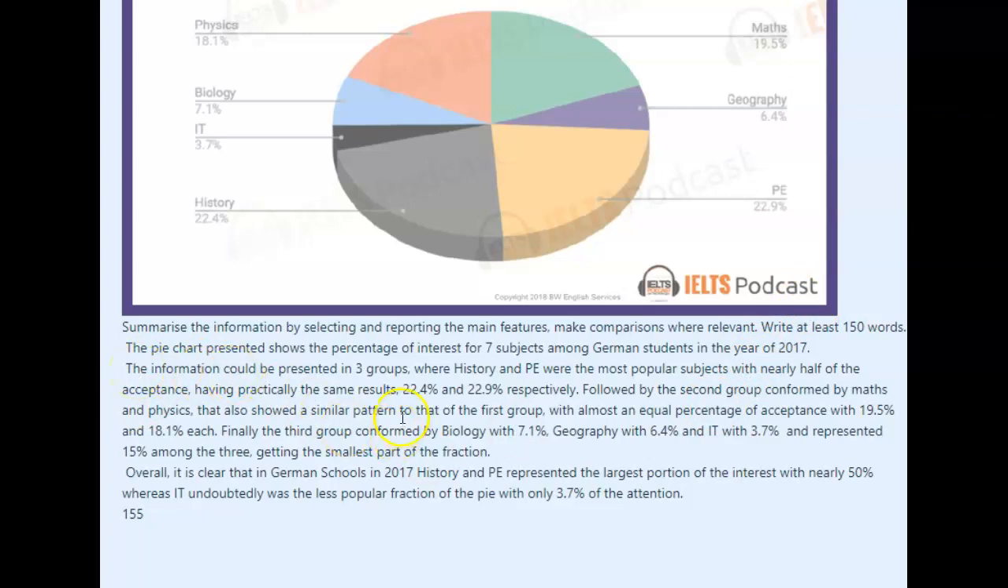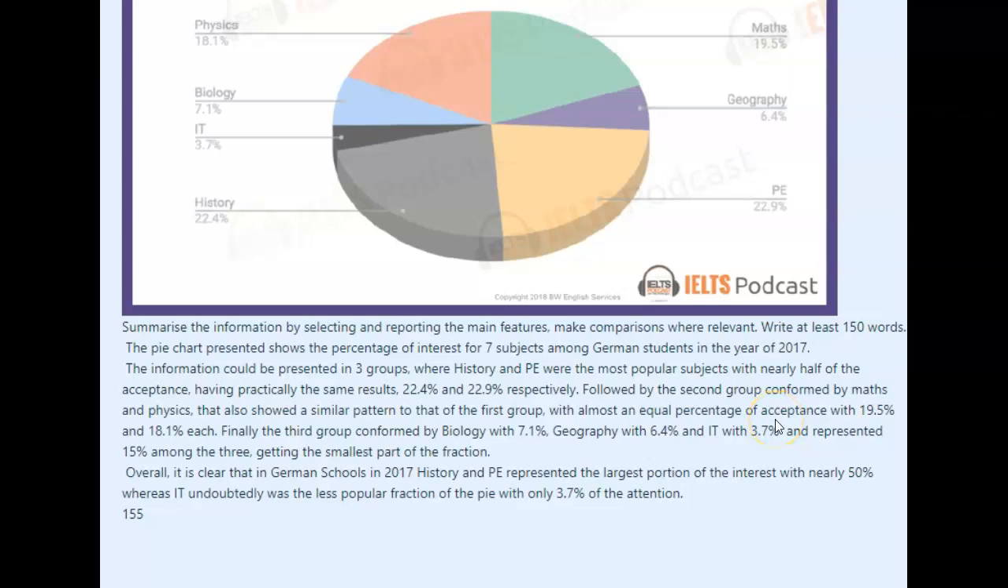Having practically the same results, that's still the wrong word here, with practically the same results. Okay. Followed by the second group, this is not a full sentence, careful. Followed by the second group, conformed by maths, that's the wrong word here. Followed by the second group, comprising maths and physics, that also showed a similar pattern to that of the first group, with almost an equal percentage of acceptance. Popularity is the right word here. With 19.5 and 18.1 each.